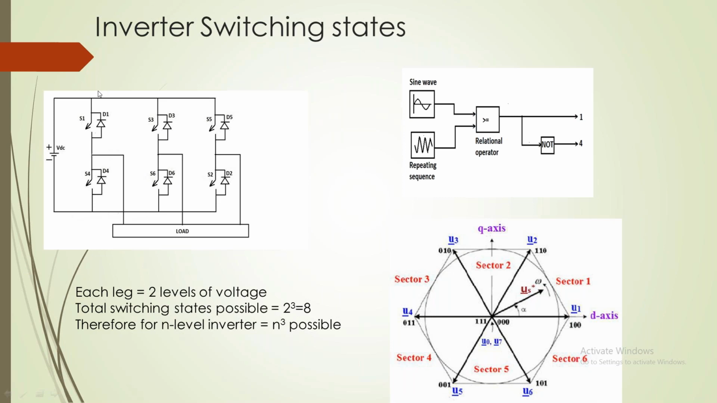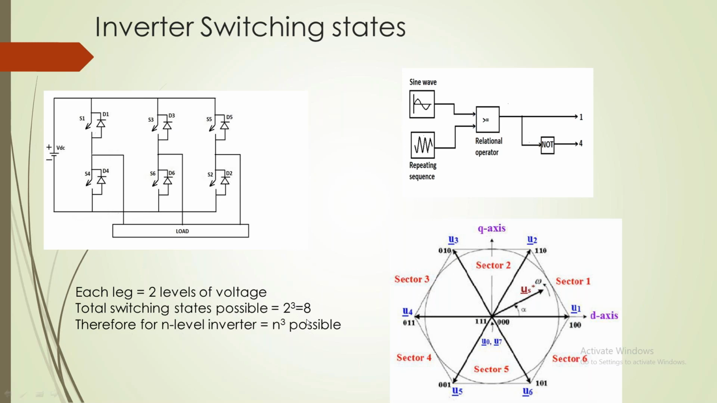Now, how many different switching states are possible? What do we mean by switching states? It is nothing but how many combinations are possible in these switches. If I turn a switch on and off, there are two possibilities. There are six switches here, so how many possibilities are there? If you take a single leg, there are only two possibilities, and there are three legs. Using basic permutations and combinations, I get 2 to the power of 3 combinations, that is, 8 different switching combinations are possible.